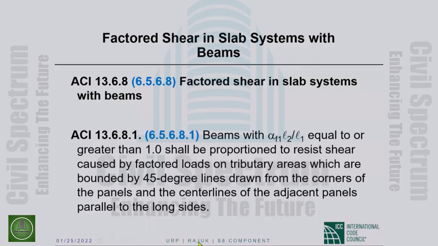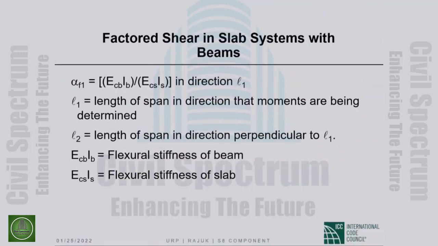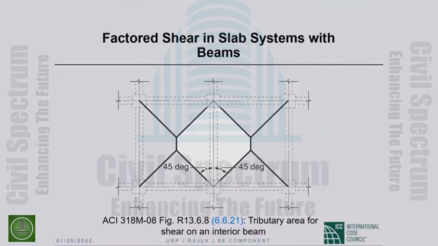So beams with alpha sub F1 L sub 2 over L sub 1 equal to or greater than 1. This alpha sub F1 we discussed thoroughly yesterday. So that means reasonably stiff beams. Beams with alpha sub F1 L sub 2 over L sub 1 equal to or greater than 1 shall be proportioned to resist shear caused by factored loads on tributary areas which are bounded by etc. All this notation was explained yesterday, so I don't know that we need to spend time today. All we are saying here, if it is a beam supported slab and the beams are reasonably stiff beams, as indicated by that alpha sub F1 L sub 2 over L sub 1 larger than or equal to 1, then we will consider shear on the white area to be resisted by that beam.